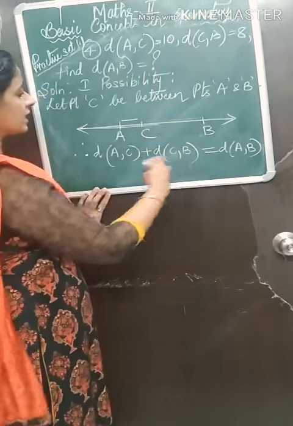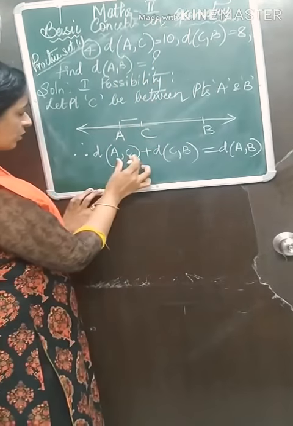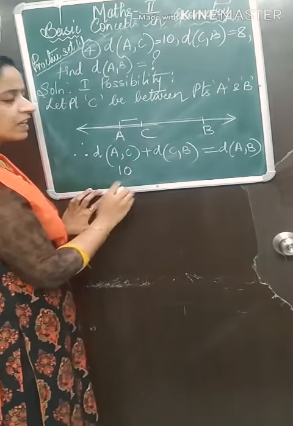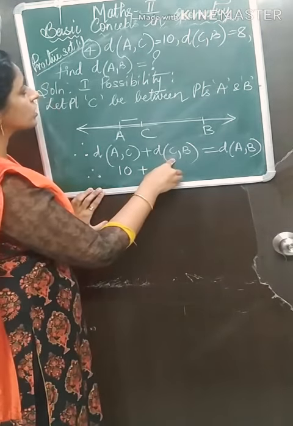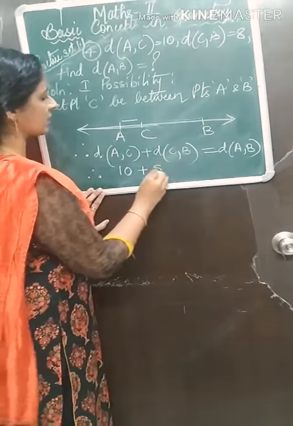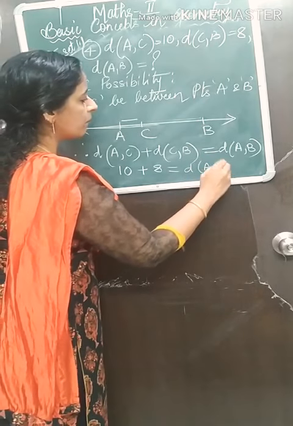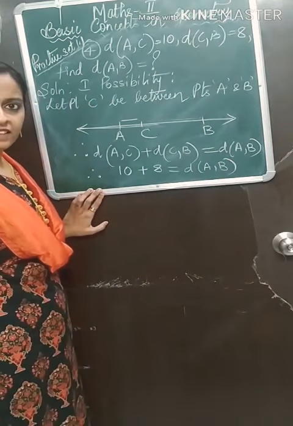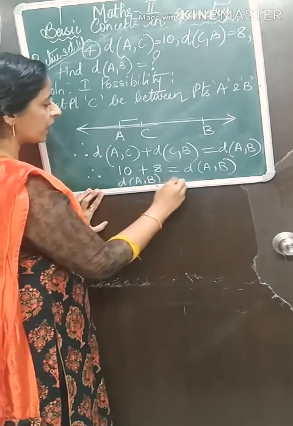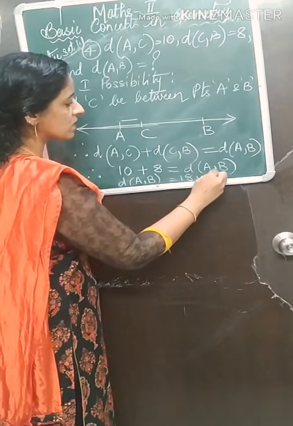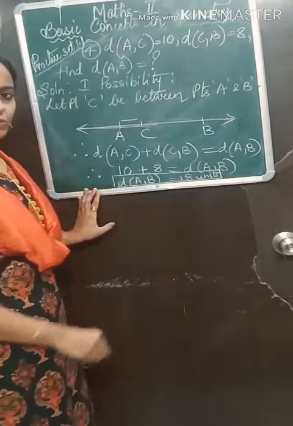Now from the question, let us substitute the values that are given. Distance between A and C is 10. So here you will write 10 below A and C. Therefore, plus, do you know the distance between C and B? Yes, 8. This is equal to the distance between A, comma B. So what will be 10 plus 8? 18. So you got the first answer. Distance between A, comma B will be 18 units. Highlight the answer.